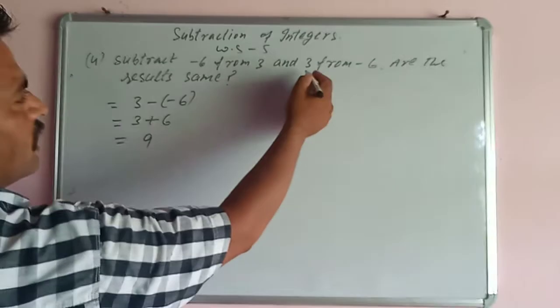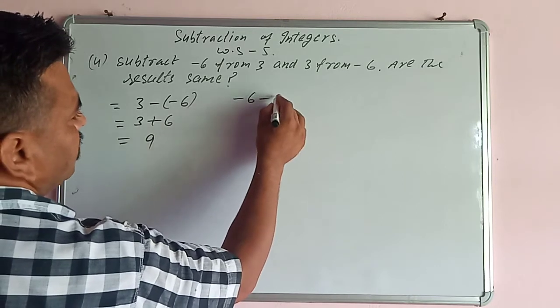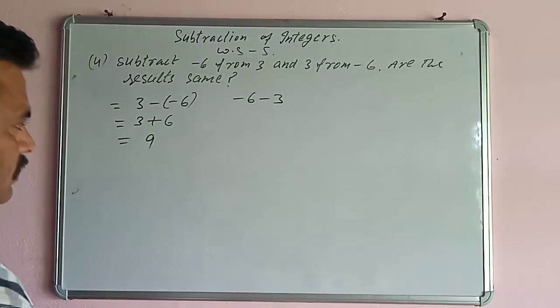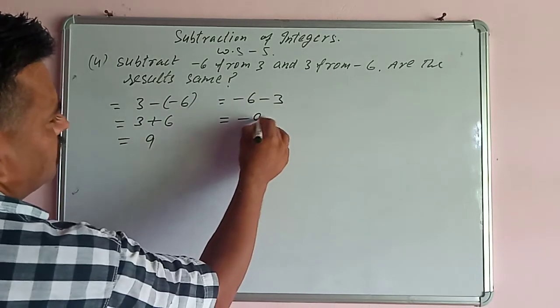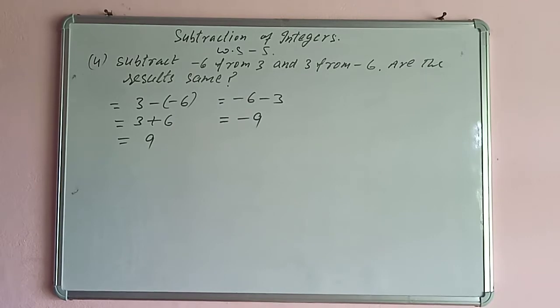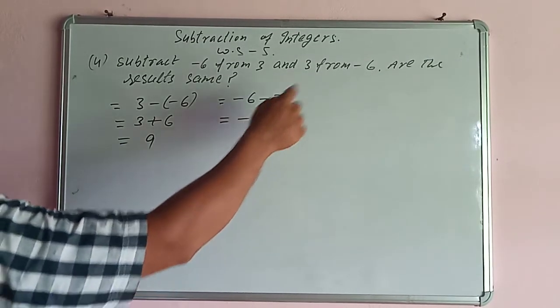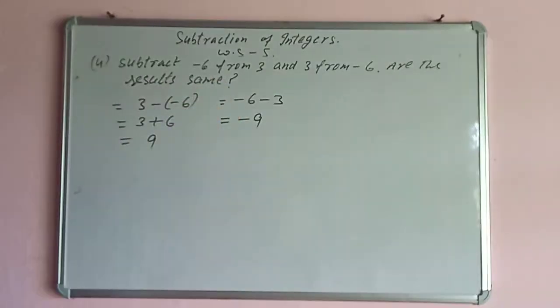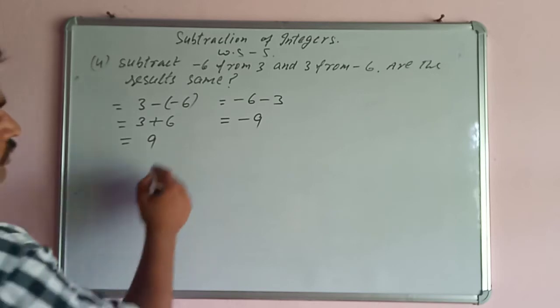And in the second part, 3 from minus 6. So it is minus 6 minus 3, which is equal to minus 9. The answer of first part is 9 and the answer of second part is minus 9. Now question is, are the results same? So are the results same? No.